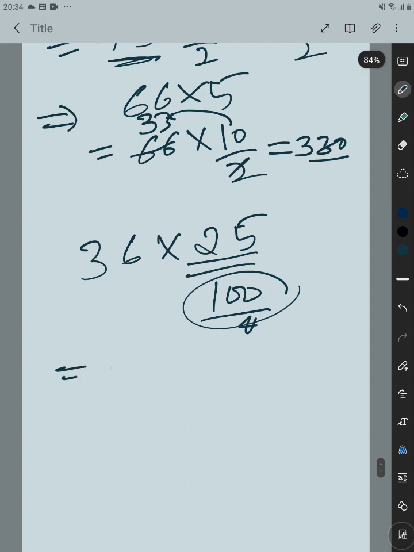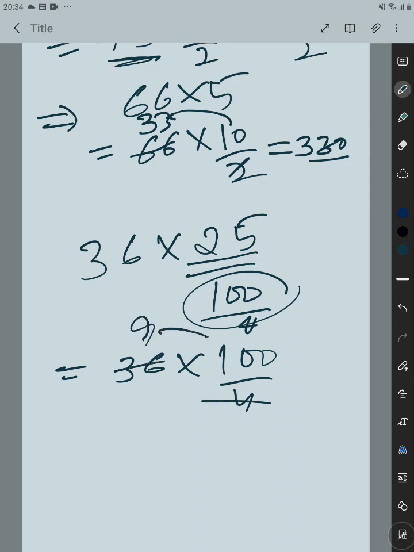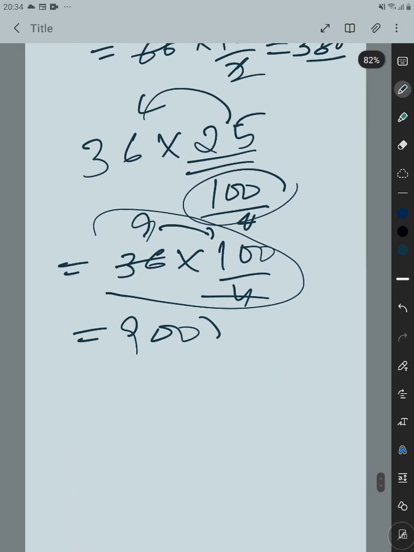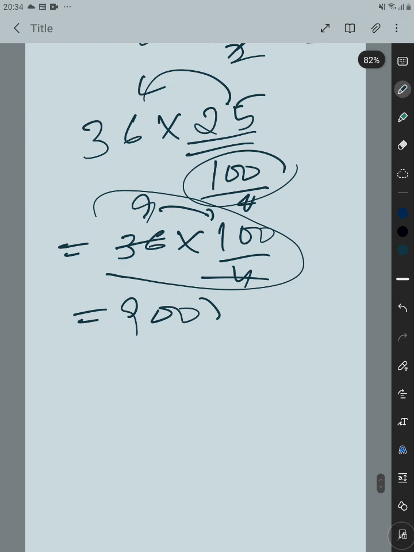So this can be written as 36 multiplied by 100 upon 4, and 4 nines are 36, so 9, then multiplied by 100, it is 900. So this way the calculation is quite easy instead of multiplying 25 to 36. Okay, I think you are getting my point, what I am trying to tell you.